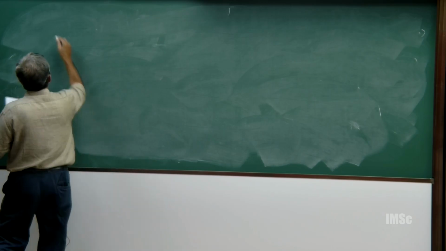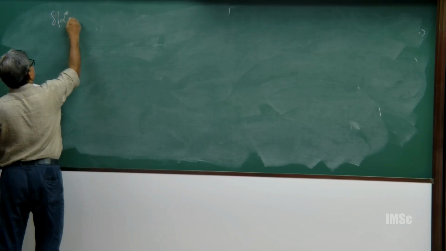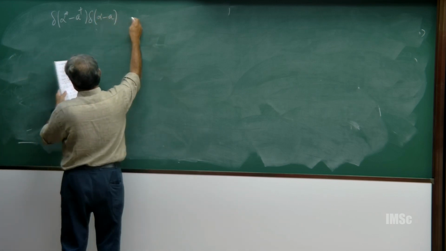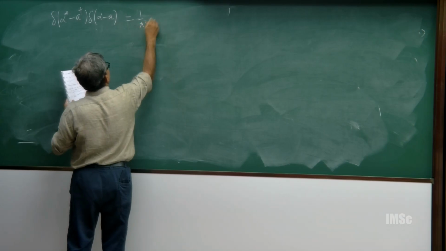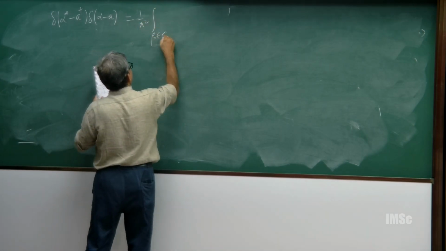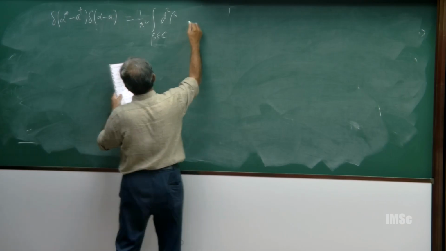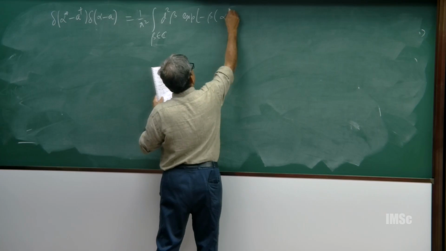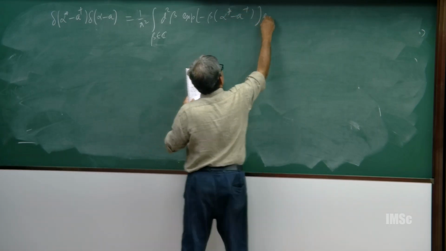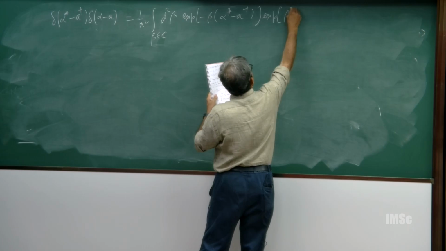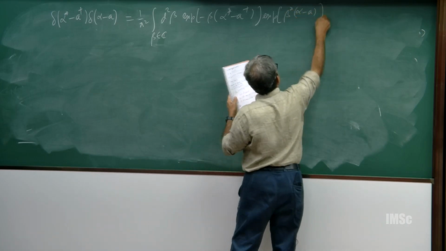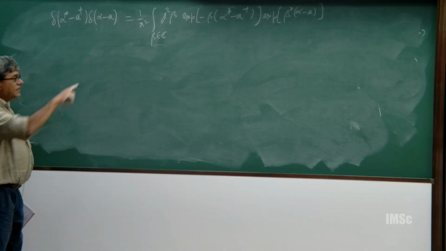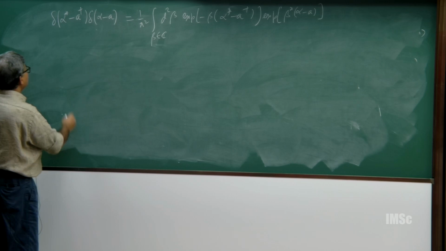So, what I said is that delta of alpha star minus A dagger times delta of alpha minus A has this representation: 1 over pi squared, integral over beta belonging to C, d squared beta, exponential of minus beta times alpha star minus A dagger, exponential of beta star times alpha minus A. Okay. So, this is in terms of the exponential function. So, how to do that? Because this is the expression we have used, right.